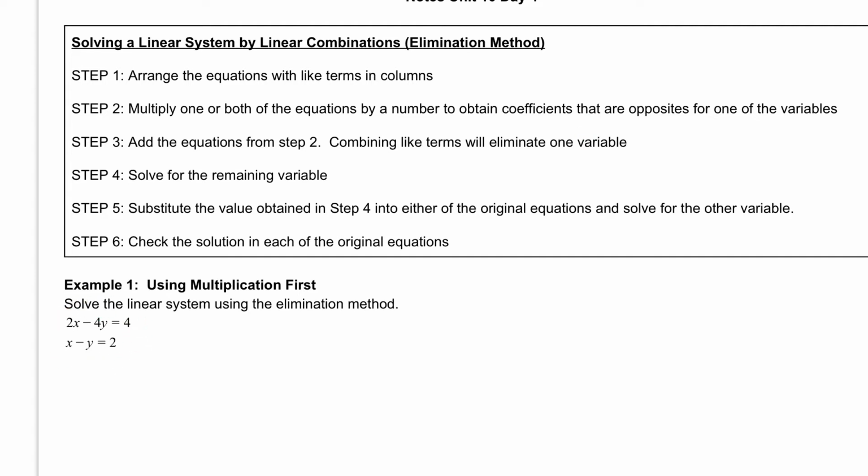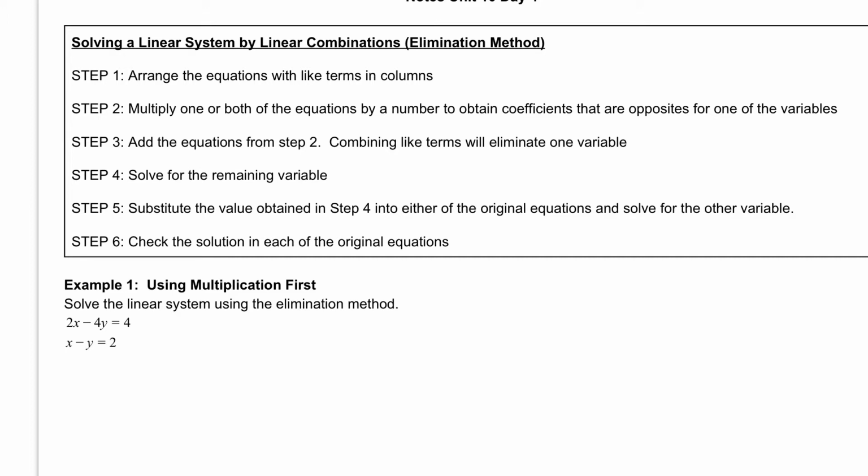So what we want to do is take a look at our x's. Notice there's a 2 in front of this one and a 1 in front of this one. If we take a look at our y's, we have a -4 in front of that y and a -1 coefficient in front of this y. We can choose to eliminate either one of the variables. We could either eliminate the x's or we could eliminate the y's, and that really doesn't matter. That's going to be your choice.